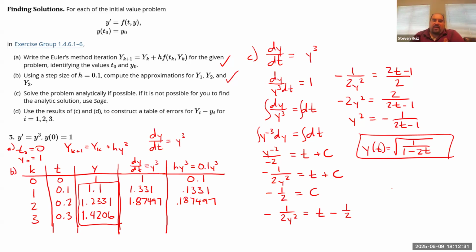So now let's do this. For this analytic solution, let's find values of y of 0.1, y of 0.2, and y of 0.3. All right, so y of 0.1. 1 minus 0.2 is 0.8. 1 divided by 0.8 is 1.25. Square root of that is 1.11803.